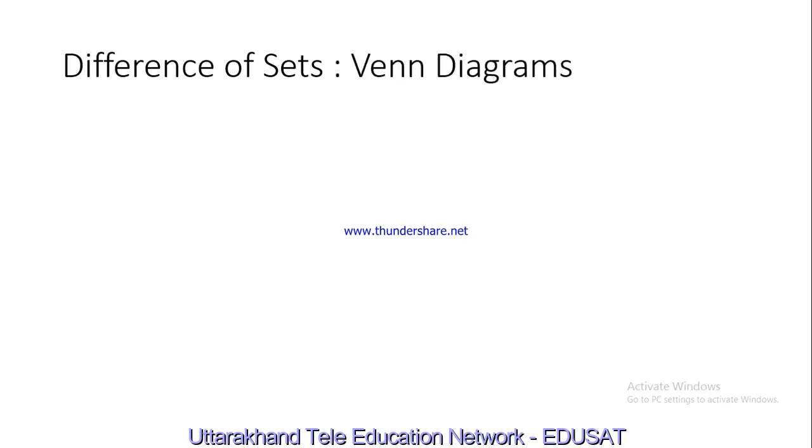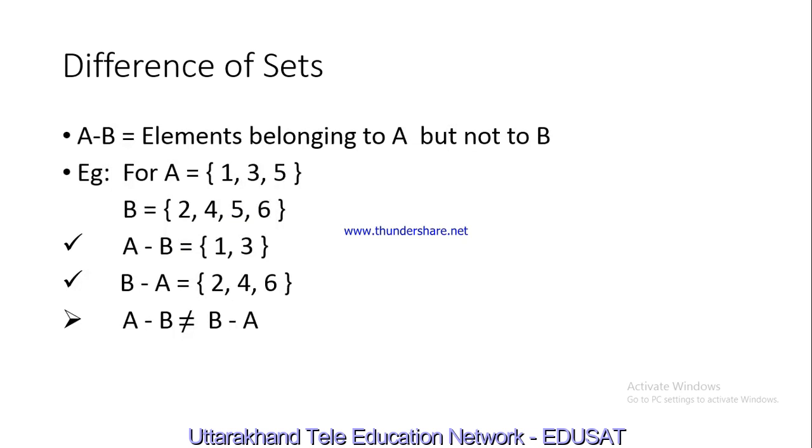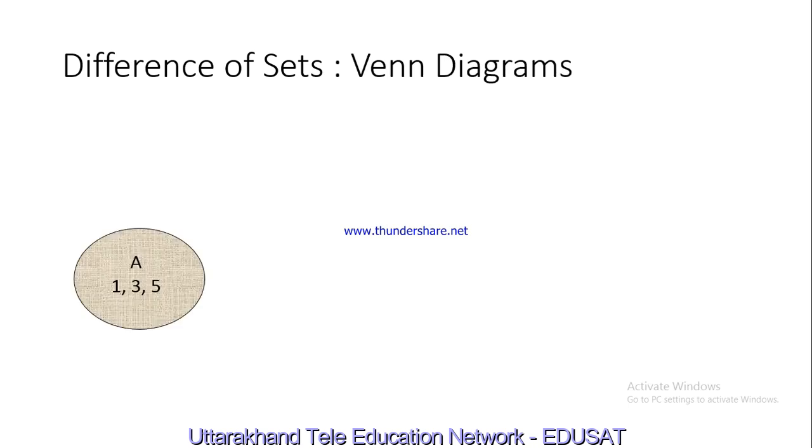Now let's talk about the diagrammatic presentation of difference of sets. A minus B we have discussed just a little while ago. So how do we represent it using diagrams? This is A minus B. We have seen mathematically that A minus B should have only those elements of A which are not part of B. So 1, 3, 5, out of that 5 was part of B, so basically A minus B came out to be 1, 3. This we have just now seen.